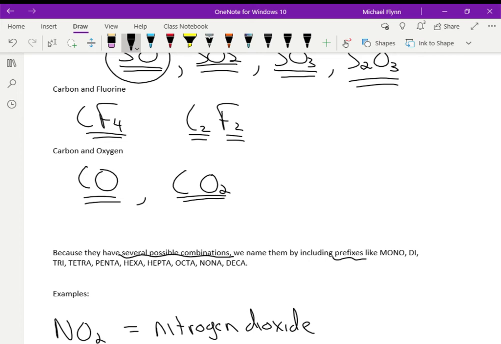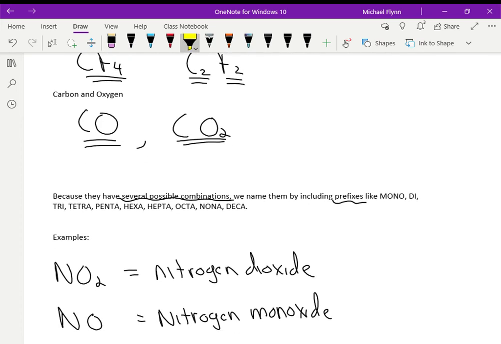Carbon dioxide. So the deal is, because they have several different combinations, we name them by using prefixes: mono, di, tri, and so on. So mono means 1, di means 2, tri means 3. That's pretty easy. Just remember mono means 1, so students don't remember that. Tetra means 4, and then it gets easy after that. Penta means 5, hexa means 6, hepta 7, octa 8, nona means 9, and deca means 10, just like they do for polygons in math, right? A decagon is a 10-sided figure. So deca in chemistry means you have 10 atoms of something.